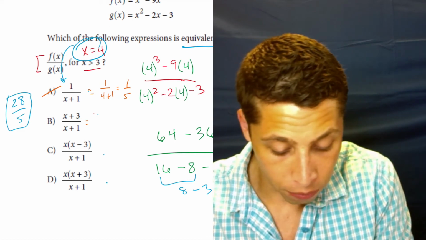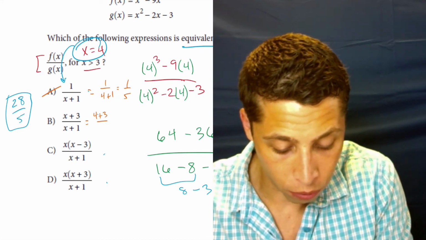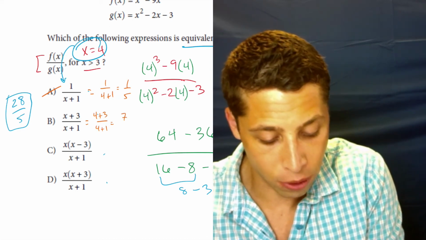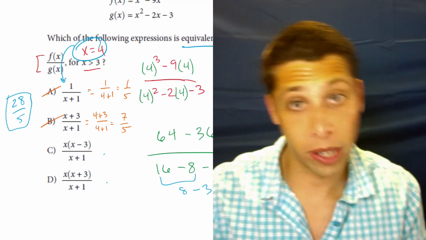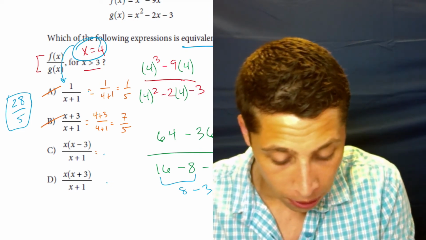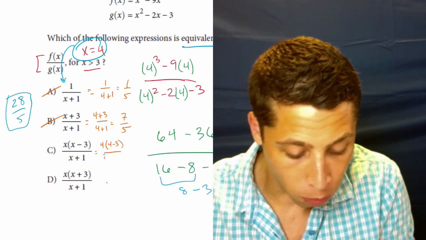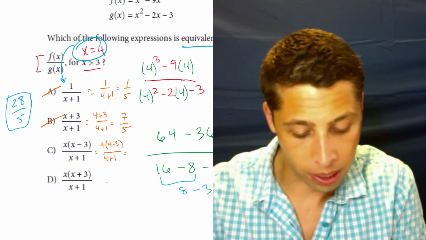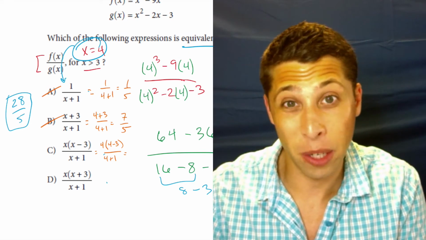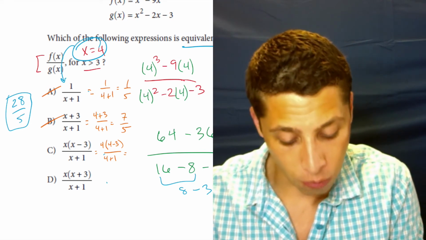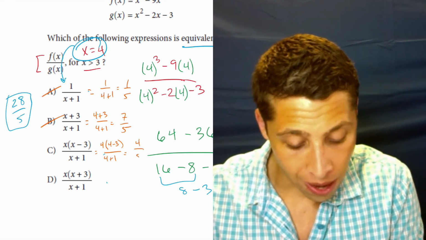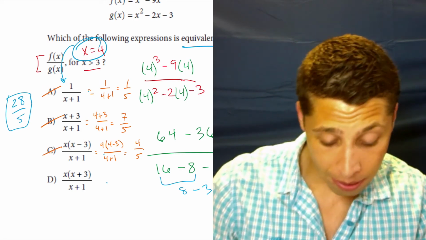Here we're going to have 4 plus 3 over 4 plus 1, so that's 7 over 5. Not 28 over 5. Here we have 4 times 4 minus 3 over 4 plus 1. We can kind of see what's going to happen here. That 4 minus 3 is going to be a 1, and then 1 times 4 is 4 over 5. It better be D. I'm going to try it.